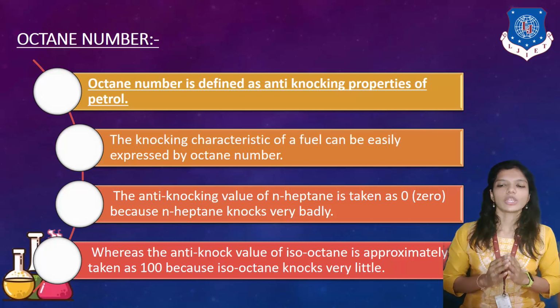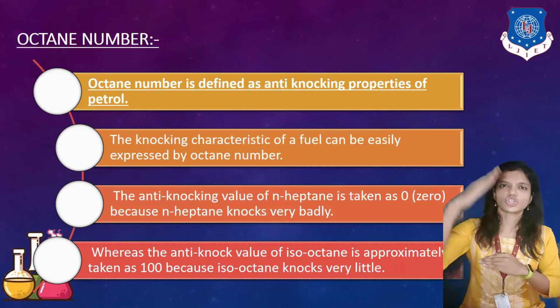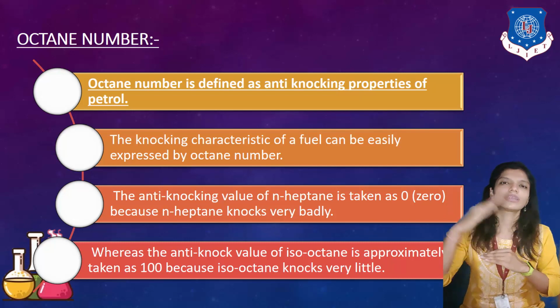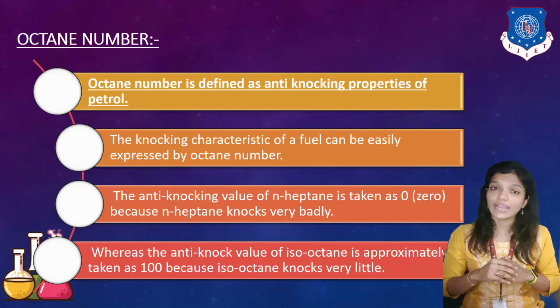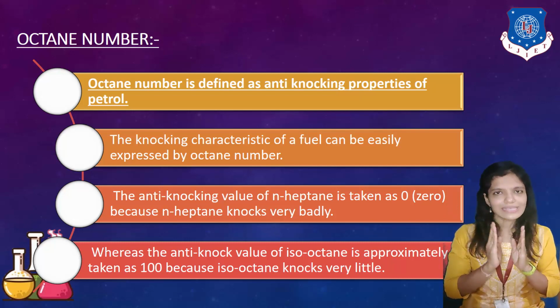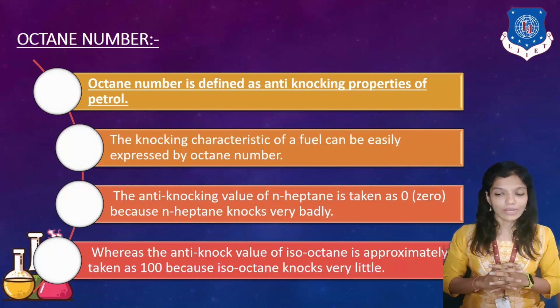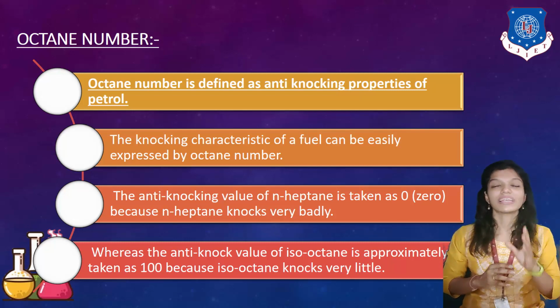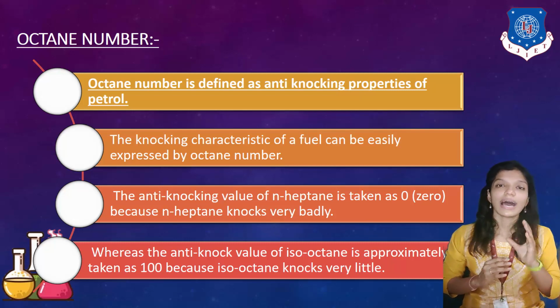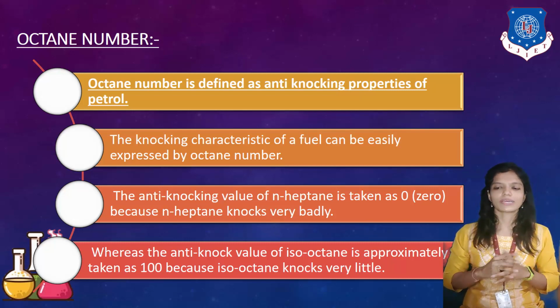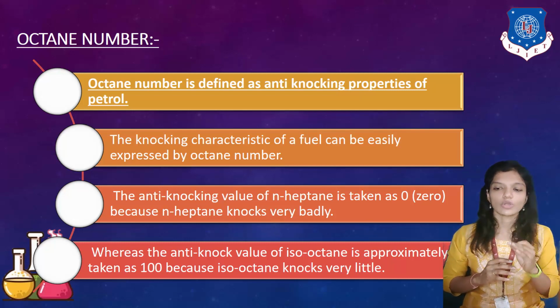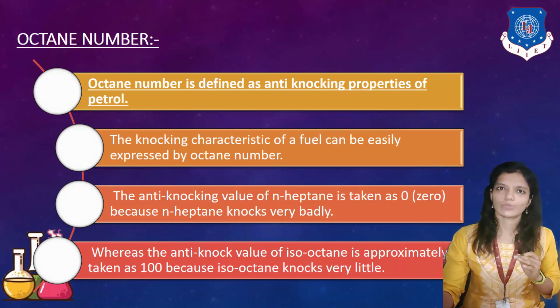The anti-knocking value of N-heptane is taken as 0 because N-heptane knocks very badly, right? Whereas the anti-knock value of isooctane is approximately taken as 100 because isooctane knocks very little. Right? Two different examples are there. N-heptane has a 0 value while isooctane has a 100 value. Right?